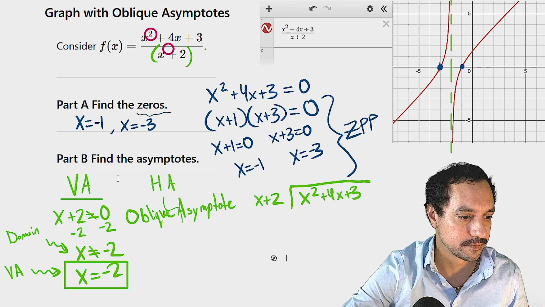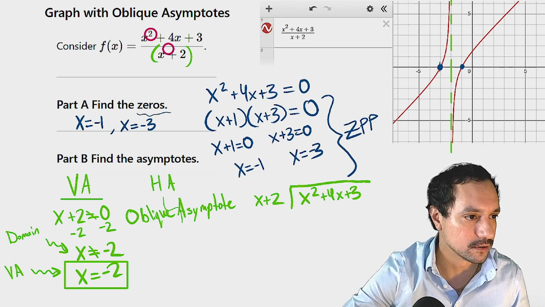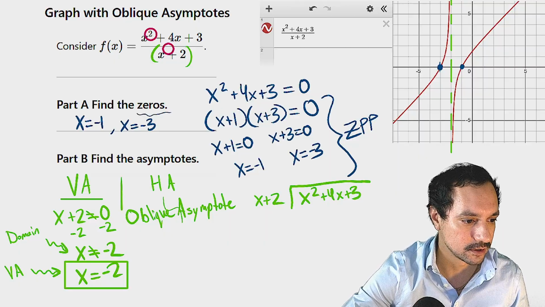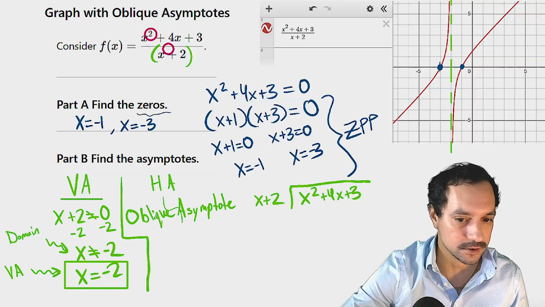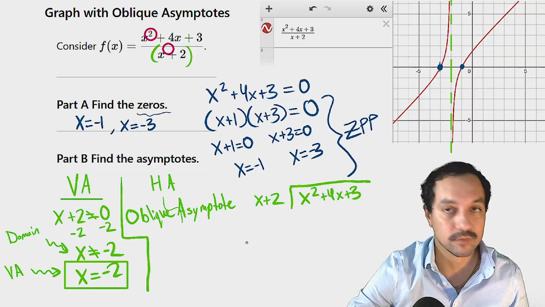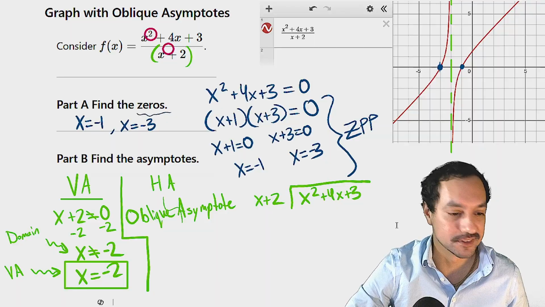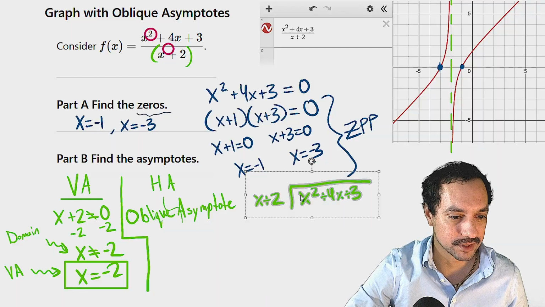OneNote is lagging a little bit. I think it's because I have all these notes in just a giant OneNote file. Anyways, so let me go ahead and start my long division. Bring this down real quick.